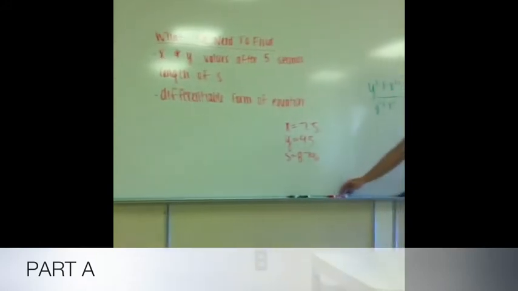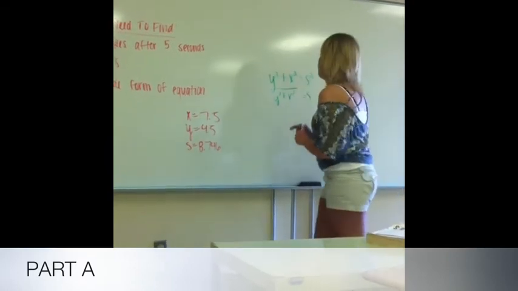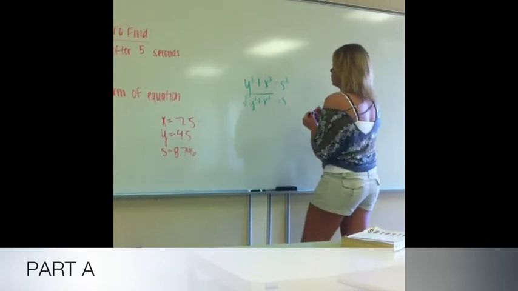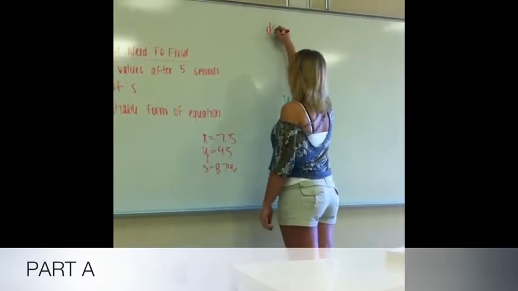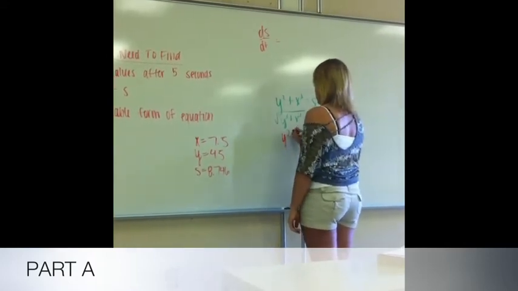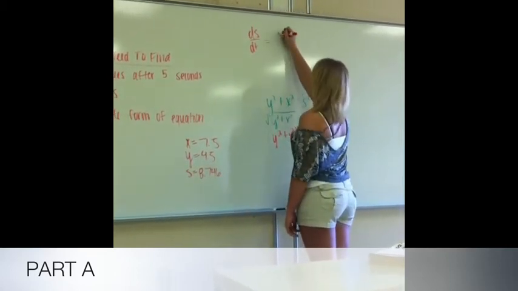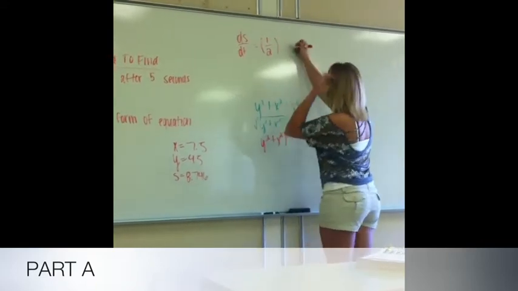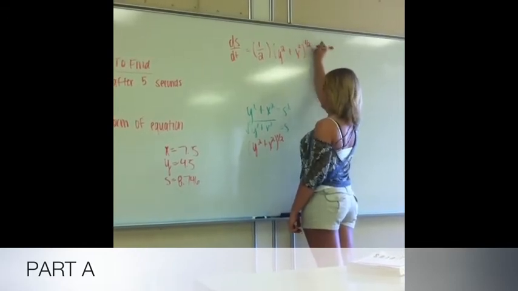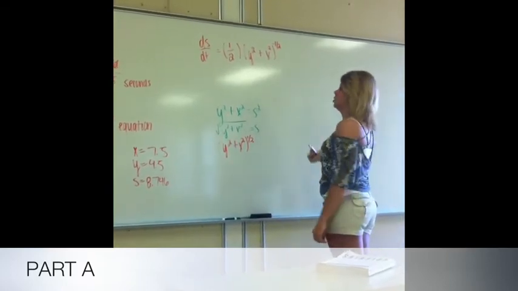So to find any type of rate, you have to take the derivative. So if s is equal to the square root of y squared plus x squared, you have to take the derivative of that. So ds/dt is going to equal, if you change this, it will be y squared plus x squared all to the 1/2. So you'll take 1/2 times y squared plus x squared to the negative 1/2, because you subtract 1 from the original 1/2. And then you also have to take the derivative of the inside because it's the chain rule.